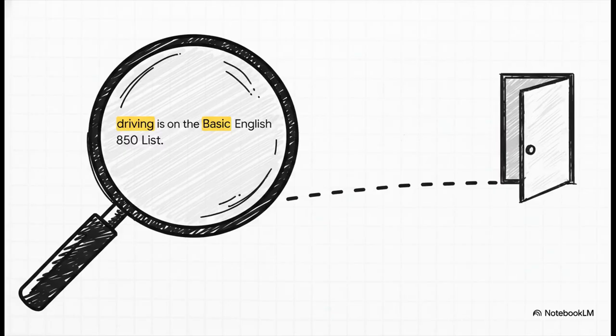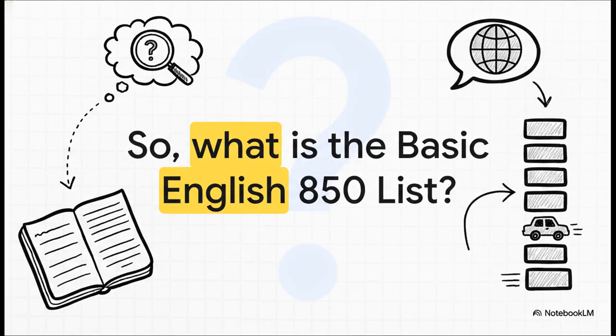See, just one sentence. But this little sentence, well, it opens up a massive rabbit hole. It's not just some random category tag, it's practically an invitation to find out what's really going on. Which, of course, leads us to the big question, right? What is the Basic English 850 list, and why 850? What does it even mean for a word like driving to be on this list?